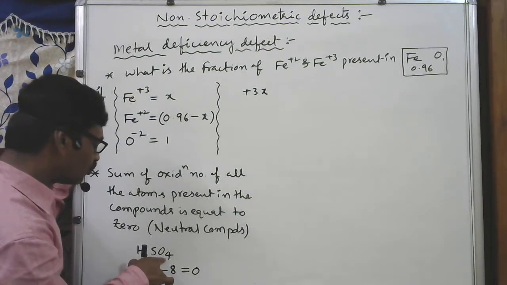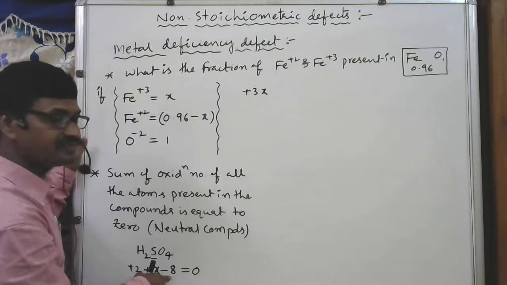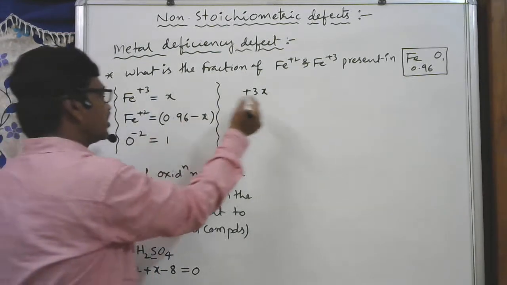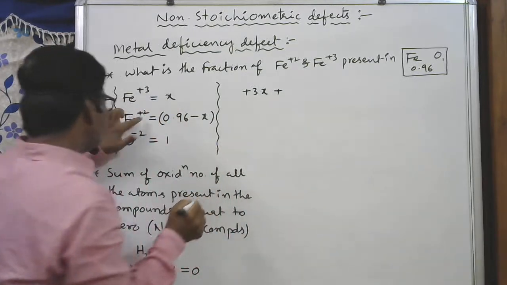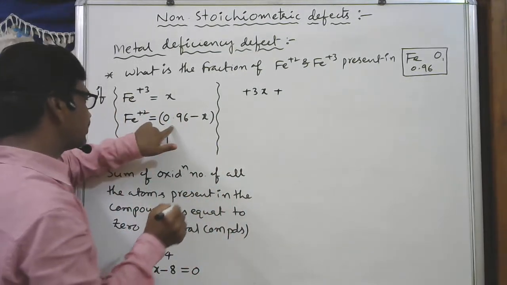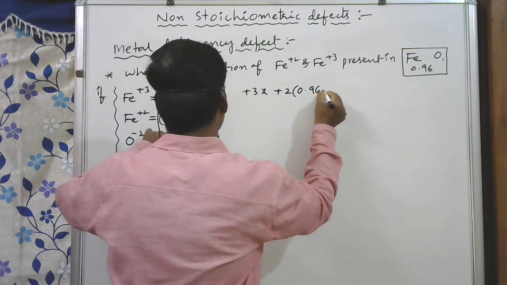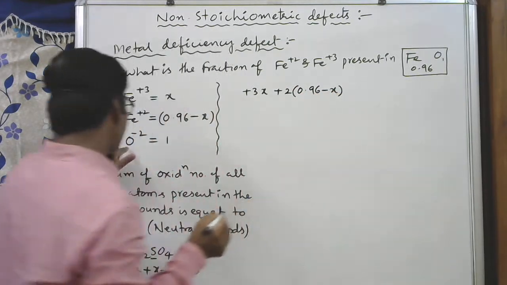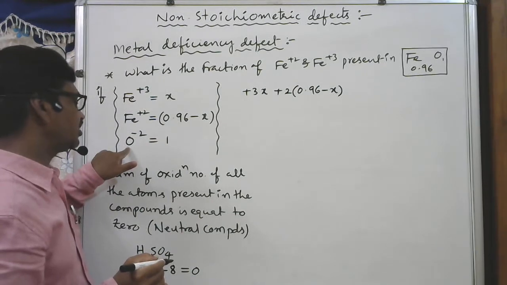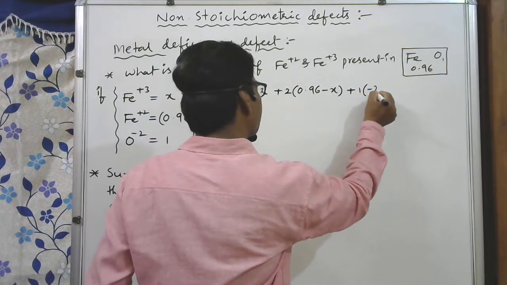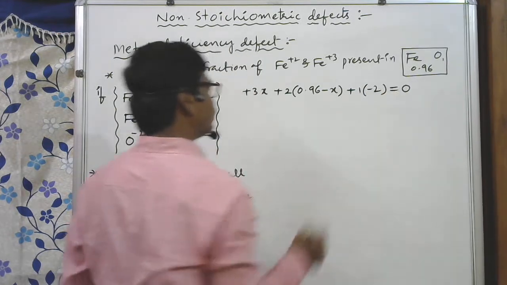But here 4 into minus 2 is minus 8. Similarly here also, how many are there? X. So that plus 3 ions are X, so that 3X. Plus, how many plus 2 ions are there? So that plus 2 into 0.96 minus X. And how many negative ions are there? Only 1, 1 into minus 2 equal to 0.